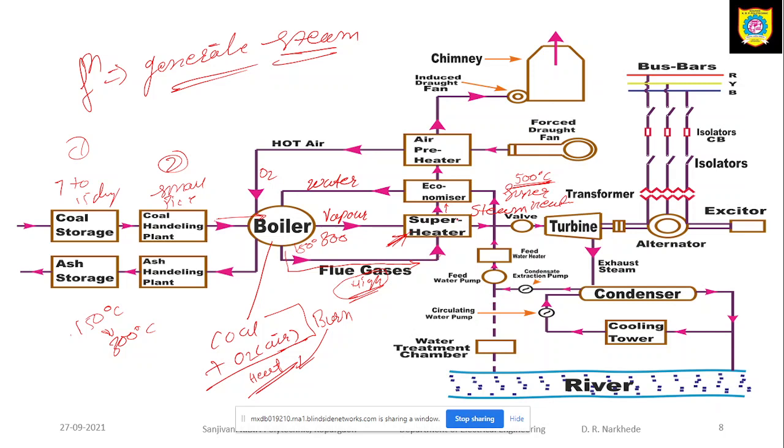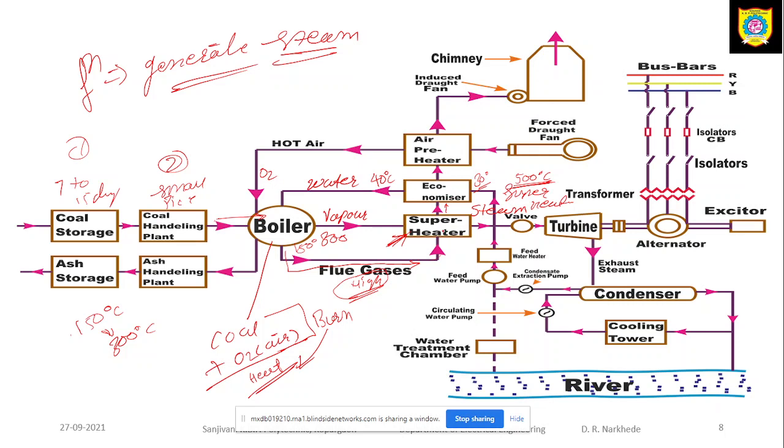An economizer is a device used to increase the temperature of the water which is fed to the boiler. Initially the temperature of water is nearly 30 degrees centigrade. If I put that 30 degree water into the boiler, I require more energy to increase its temperature. So I pass that water through the economizer, and with the help of these flue gases a temperature up to 40 degrees centigrade can be achieved. We know that heat can be transferred by conduction, convection, and radiation, so the heat of these flue gases can be absorbed by the water flowing through the economizer.